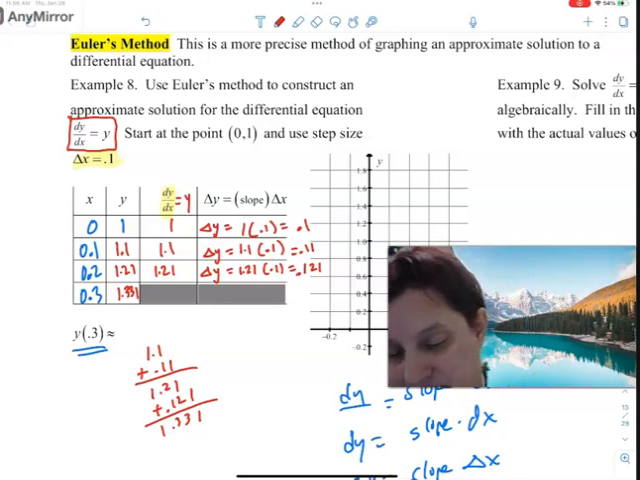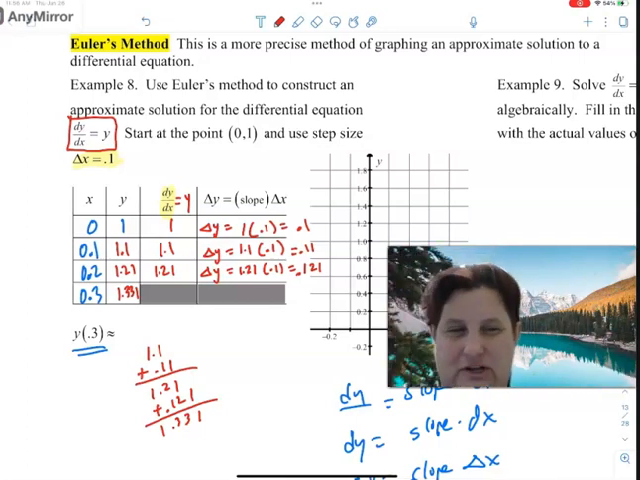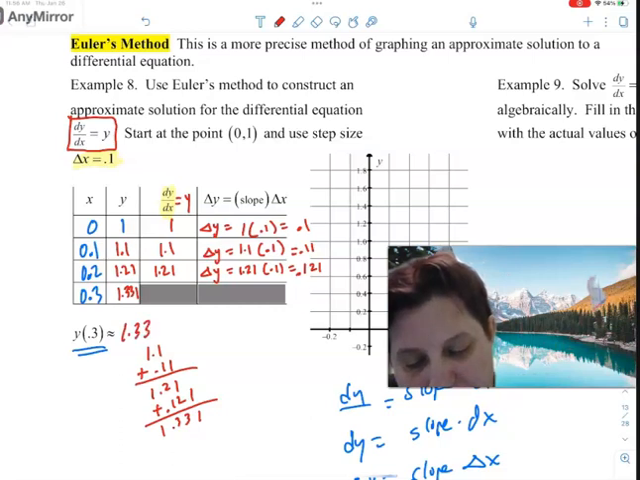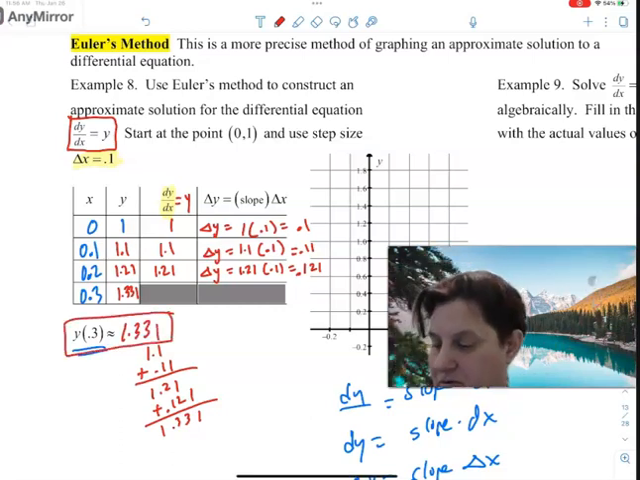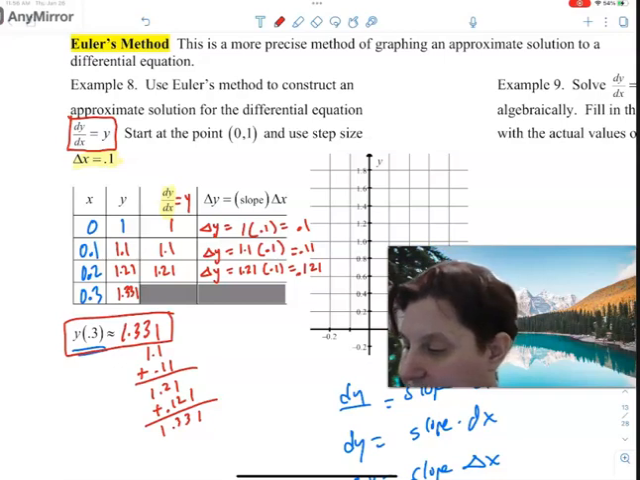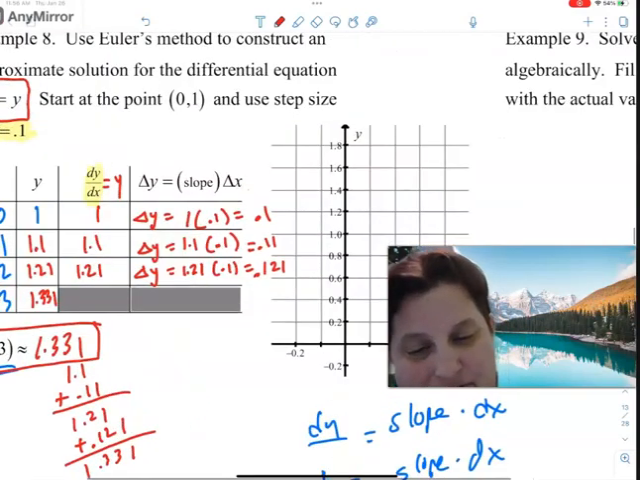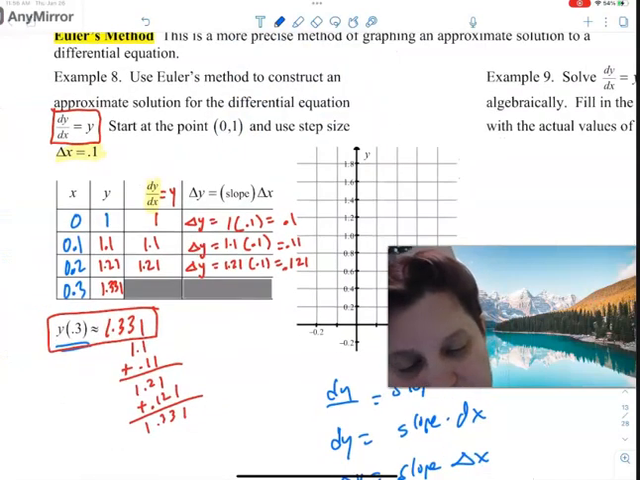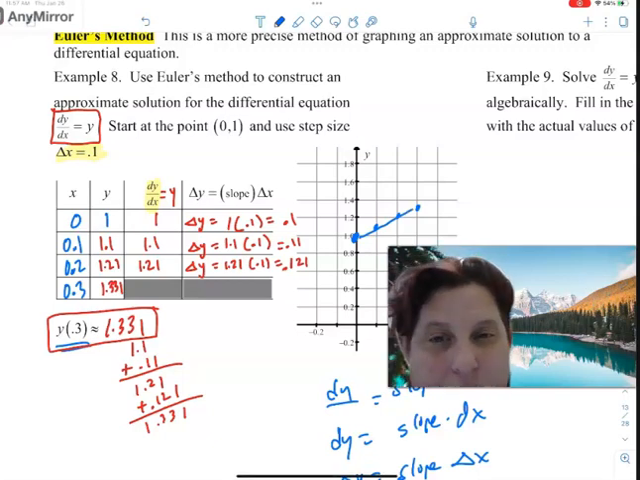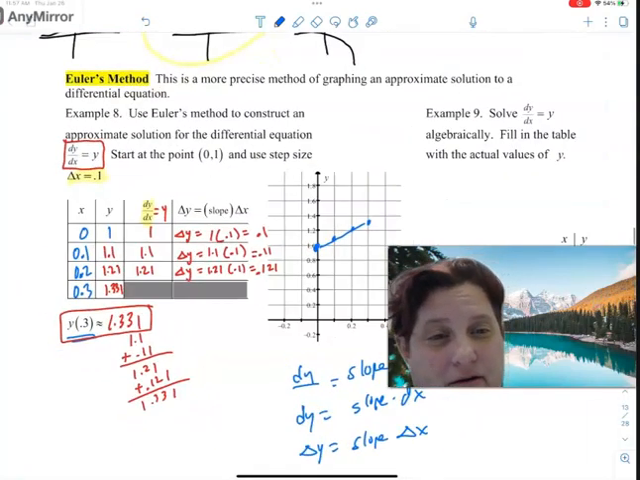So I'm approximating this sort of with slopes. It's called Euler's method. I'm approximating y of 0.3 to be approximately 1.331. On my graph over here, if you can see it, my first point is the point 0, 1. Then I go over by 0.1, and it goes to 1.1. Then I go over by 0.2, and it goes to 1.21. Then I go over 0.3, and it's 1.331. You can kind of see how this goes through there. This is called Euler's method.